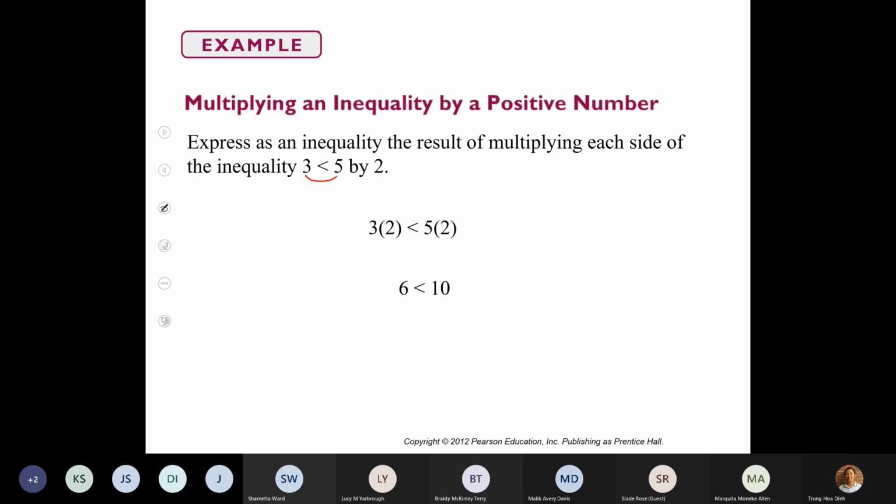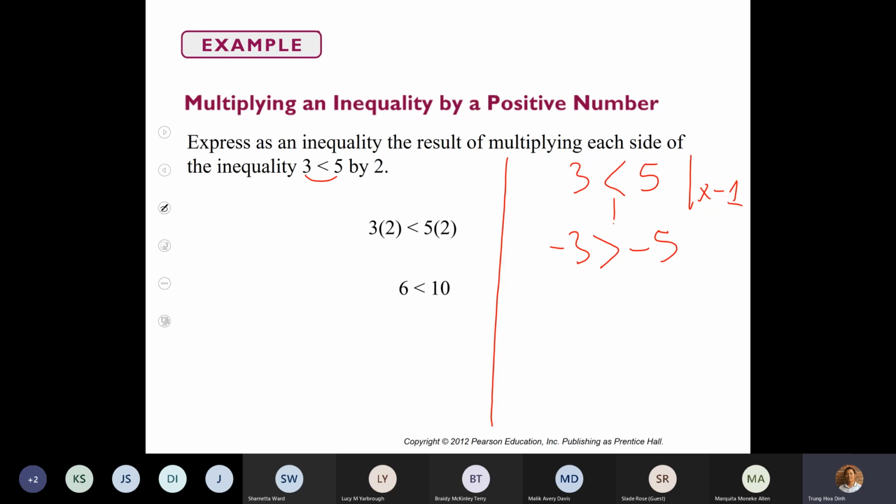How do you think? If it's negative, it would be wrong. Yes, the inequality will be reversed. So let's do this. 3 less than 5, right? And you multiply both sides by, let's say, -1. You get -3 greater than -5. The inequality is reversed. Is that correct? Does that make sense? Don't forget that. That is a common mistake. Sometimes you forget about that.